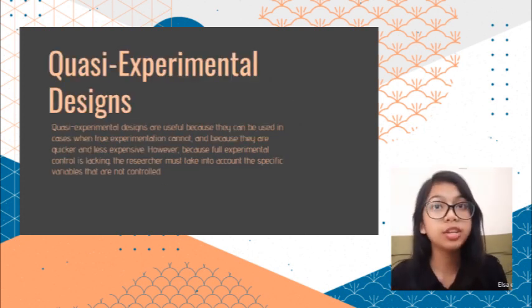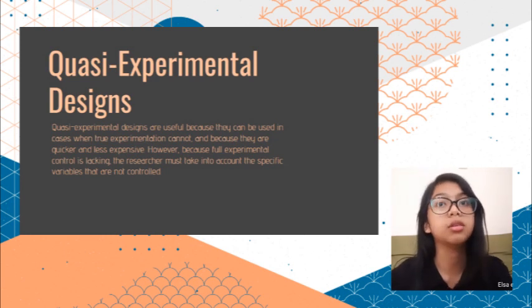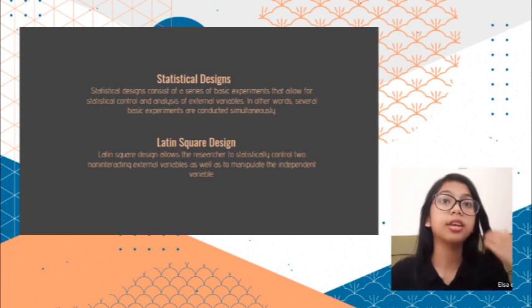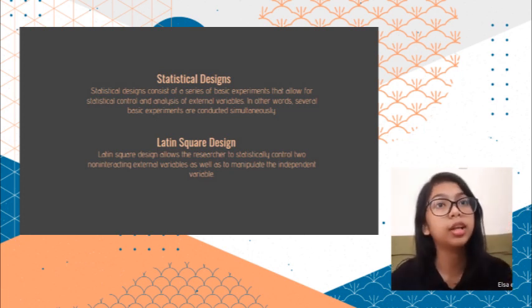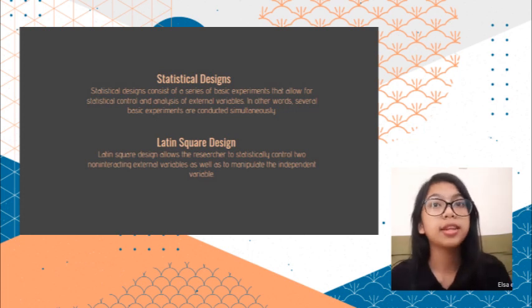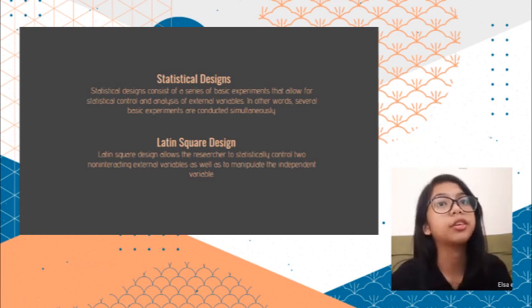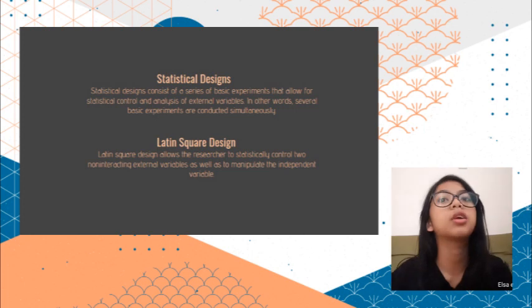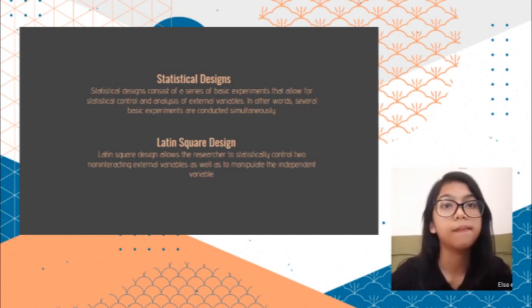Quasi-experimental design. Quasi-experimental designs are useful because they can be used in cases when true experimental designs cannot. Statistical design. Statistical design consists of a series of basic experiments that allow for statistical control and analysis of external variables. In other words, several basic experiments are conducted simultaneously.